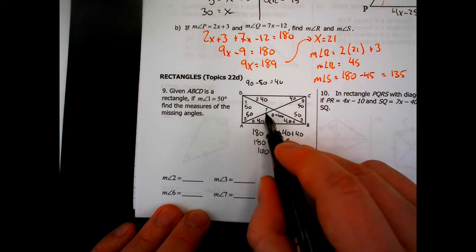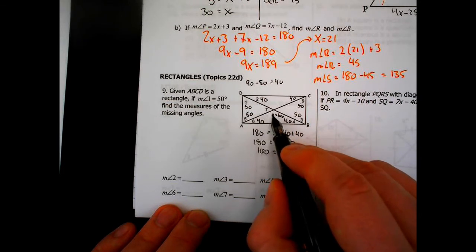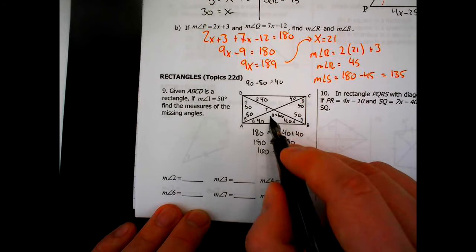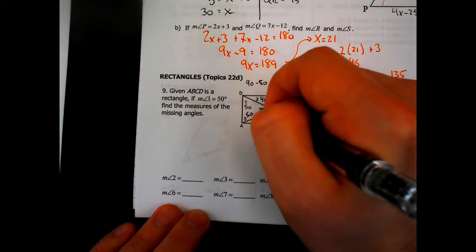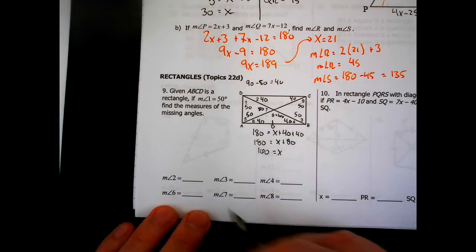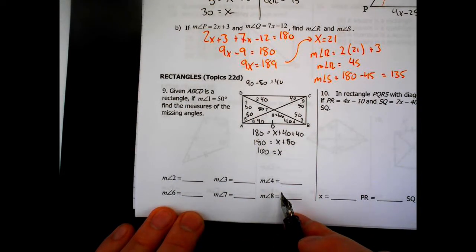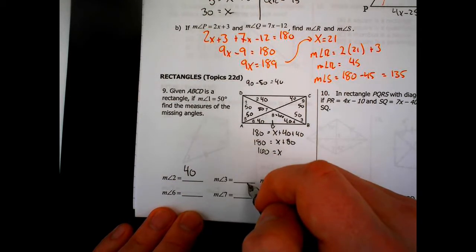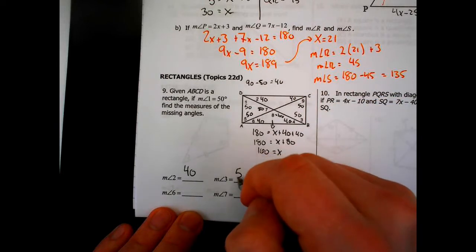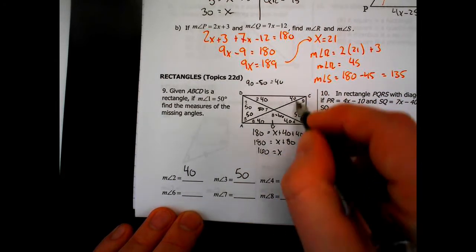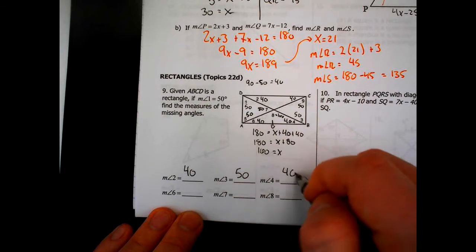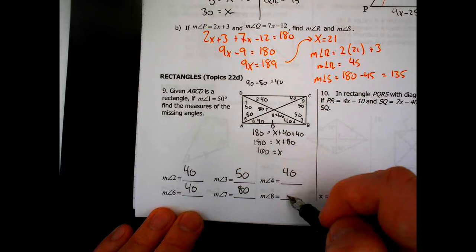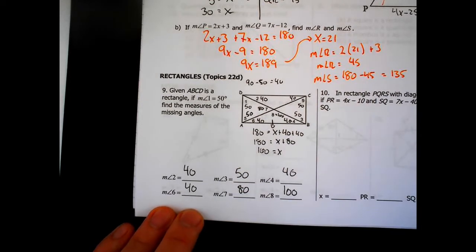Finally, the last angle, 7. In order to figure out the measure of angle 7, we know that 8 and 7 make a linear pair, which means they have to add up to 180. So, if this is 100, the other side has to be 80. And now I can go down here and fill in all my values. Measure of angle 2 was 40. Measure of angle 3, 50. Measure of angle 4, 40. 6, also 40. 7 was 80. And measure of angle 8, 100.